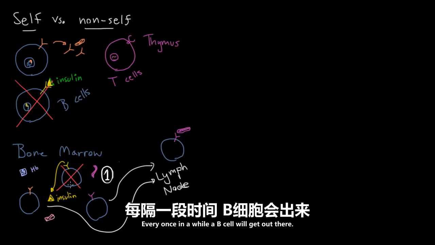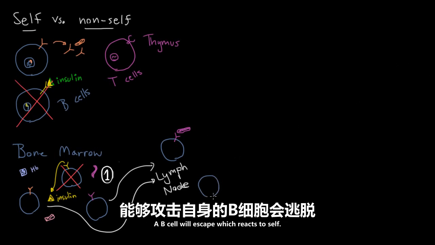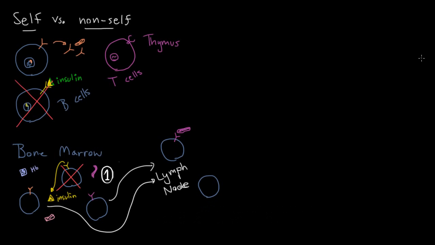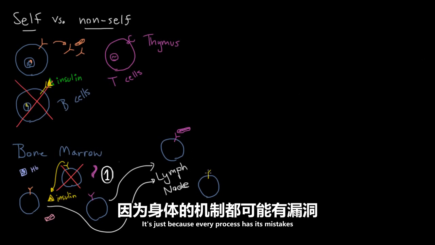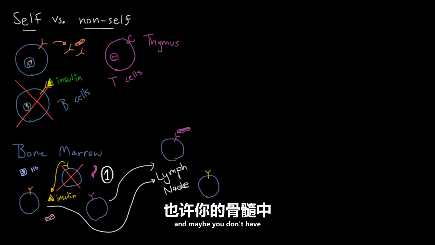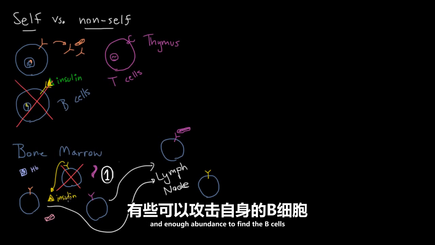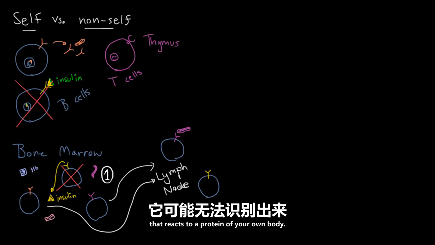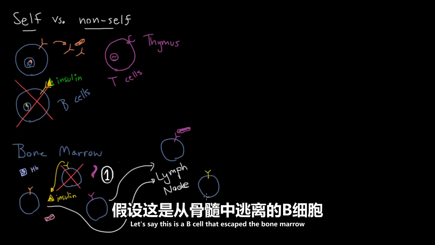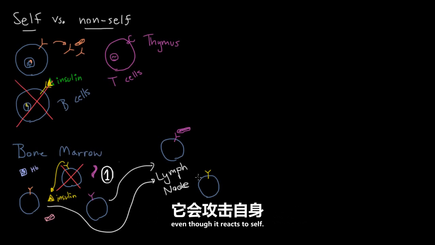Every once in a while a B cell will get out there. A B cell will escape which reacts to self. It's just because every process has its mistakes, and maybe you don't have every single protein here in the bone marrow in enough abundance to find the B cells that react to a protein of your own body. So let's say this is a B cell that escaped the bone marrow even though it reacts to self. What's going to happen now?